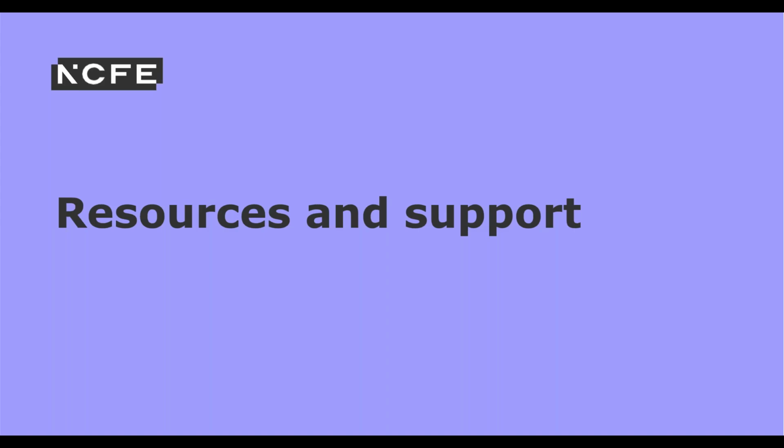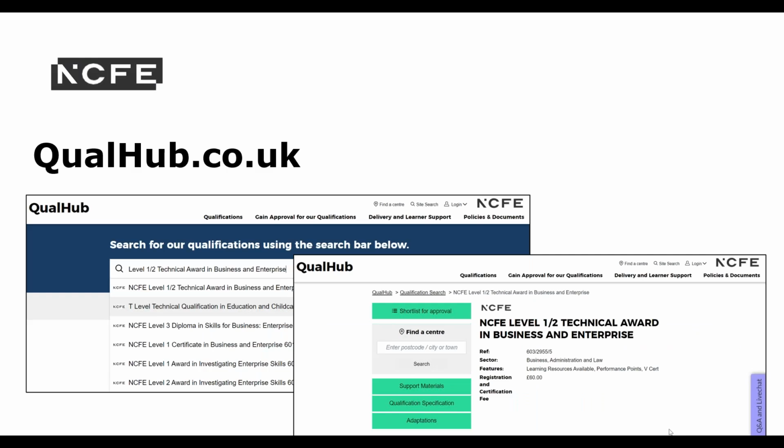Now I'd like to take a closer look at the resources and support that are available to you in your centres. The key area for support will be QualHub. Qualhub.co.uk will be your primary go-to where you can search for all our qualifications and access the specification, assessments, teaching materials, regulations and much more. You can begin by typing your qualification subject area or just put in your qualification code and it will give you a suggested list of qualifications.